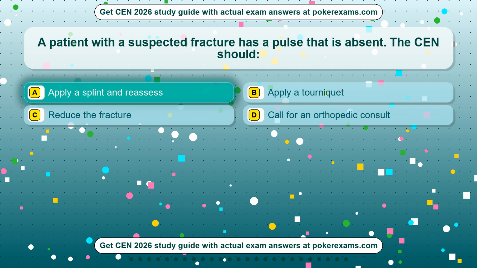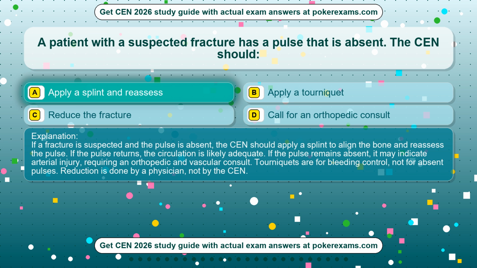Apply a splint and reassess. If a fracture is suspected and the pulse is absent, the CEN should apply a splint to align the bone and reassess the pulse. If the pulse returns, the circulation is likely adequate. If the pulse remains absent, it may indicate arterial injury, requiring an orthopedic and vascular consult. Tourniquets are for bleeding control, not for absent pulses. Reduction is done by a physician, not by the CEN.